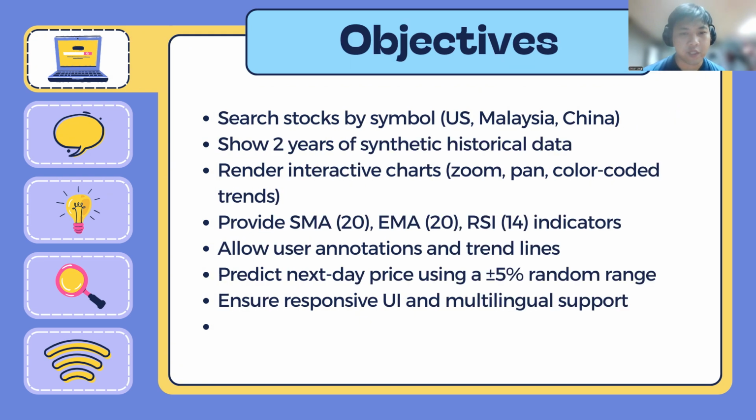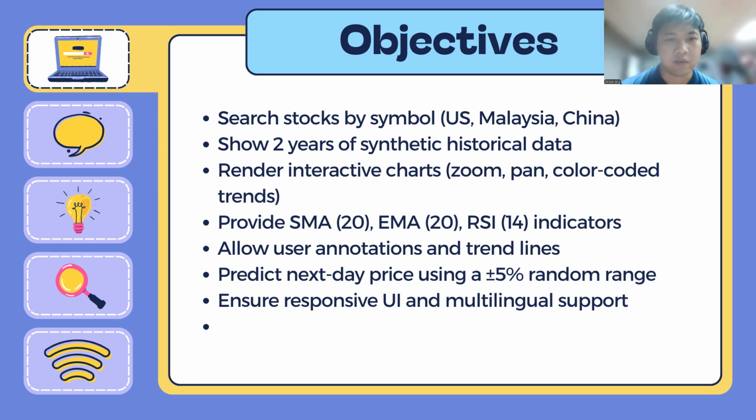For the main objective of the project, the application allows the user to search for a stock symbol from the US, Malaysia, and China. It displays a simulated historical price over 2 years and renders interactive charts with zoom and pan. It also provides technical indicators like SMA, EMA, and RSI. It lets the user draw a trend line and place markers and estimate a simple 5% plus or minus next day price forecast. And finally, to support multiple languages, it works well on all devices.